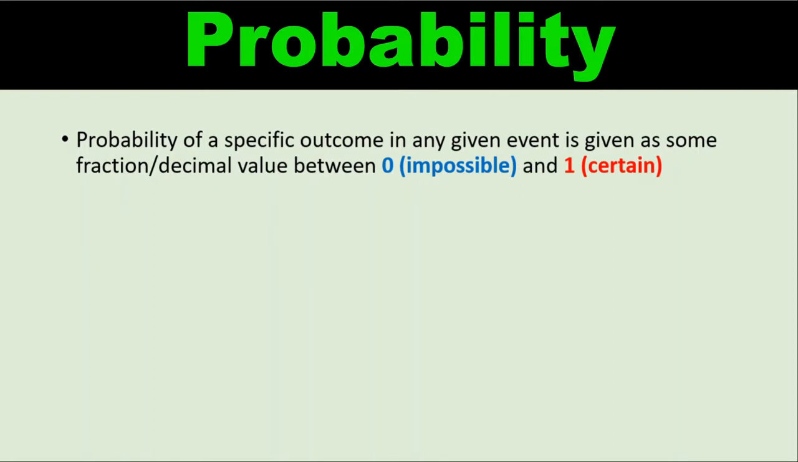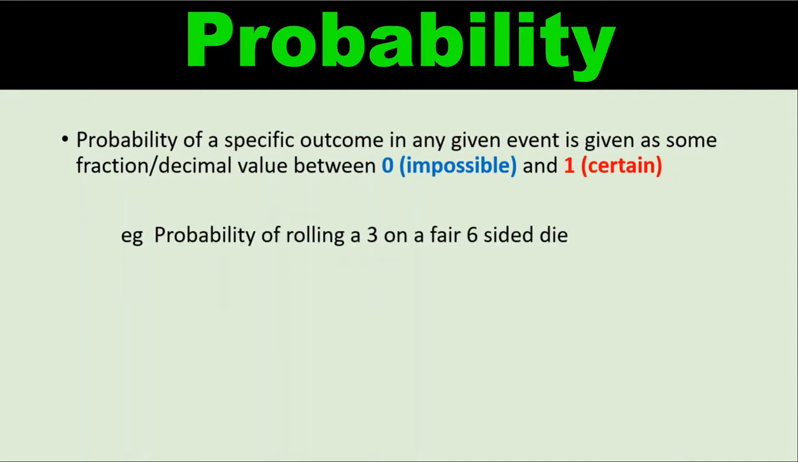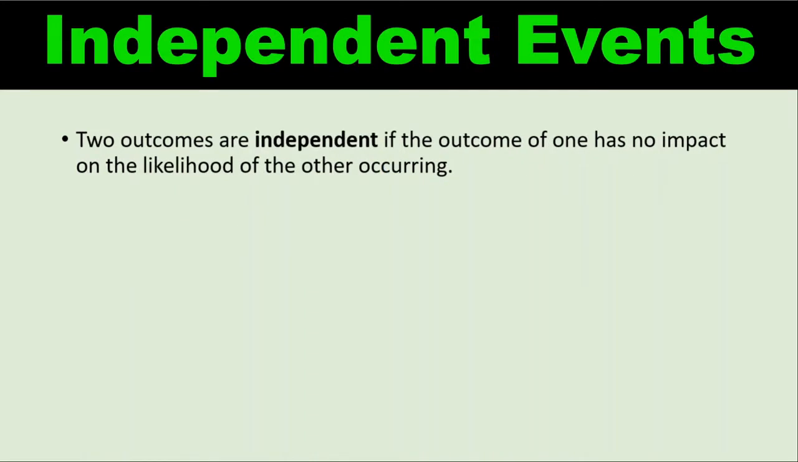First of all, you should know that the probability of any specific outcome for any event is always given in fraction or decimal form between the values 0, which would be an impossible event, and 1 being a certain event. You can't have a probability greater than 1, nor could you have a negative probability, obviously. So for example, the probability of rolling a 3 on a fair 6-sided die would be 1 out of 6, because there is one side of the die that's got a 3 on it, and there are 6 possible outcomes altogether.